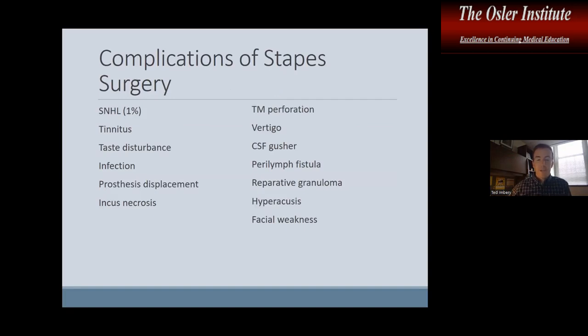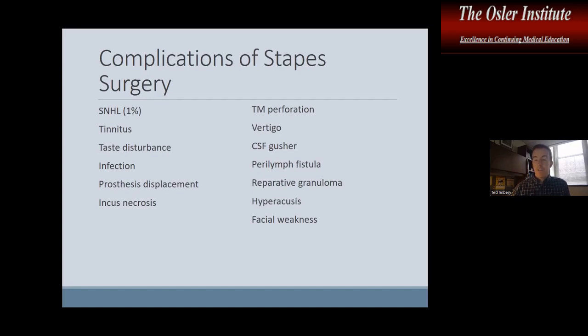Infection is quite rare, but other things to worry about later would be prosthesis displacement, incus necrosis, tympanic membrane perforation. Again, that's usually something technical during the flap elevation. Again, classically, we would say if you have a big enough tear or hole, you would sort of abort and just fix that and come back later to do the stapes surgery.